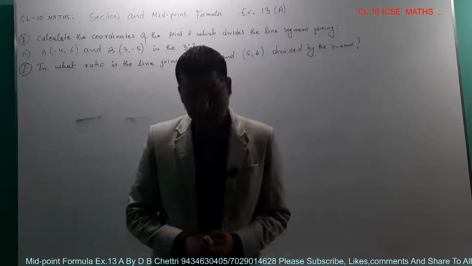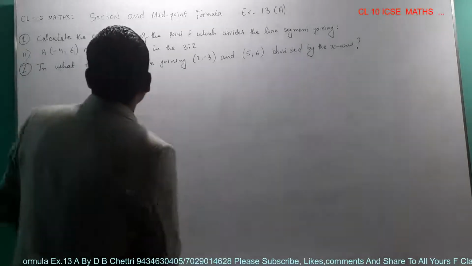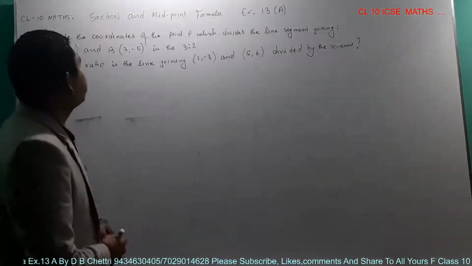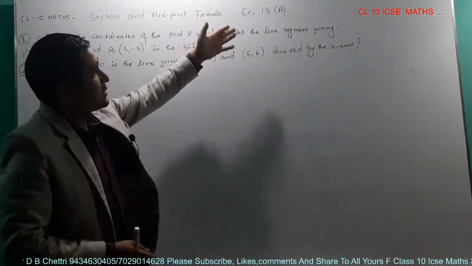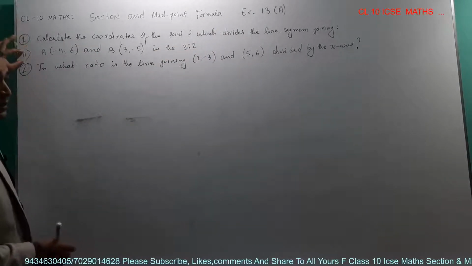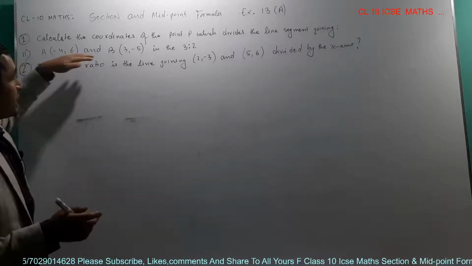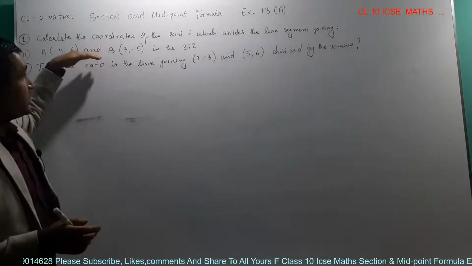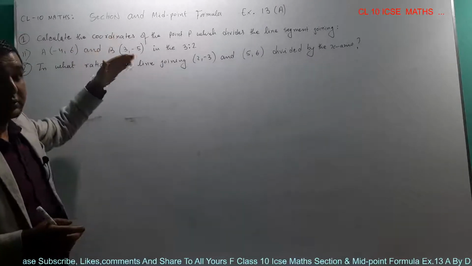Now let me start today's session. This is the chapter Section and Midpoint Formula, exercise 13a. Today we are going to learn question number 1, sub question 2, because sub questions 1 and 2 are the same. That's why I'm just going to give you the idea of how to solve. This is a very easy one. We already did this type of question in the introduction part.